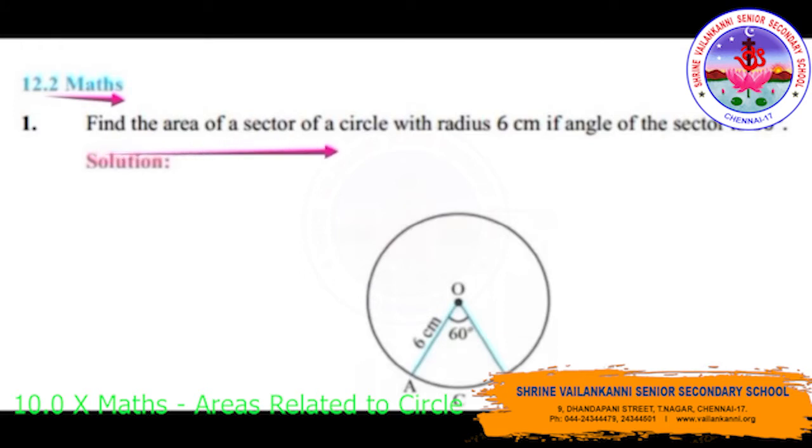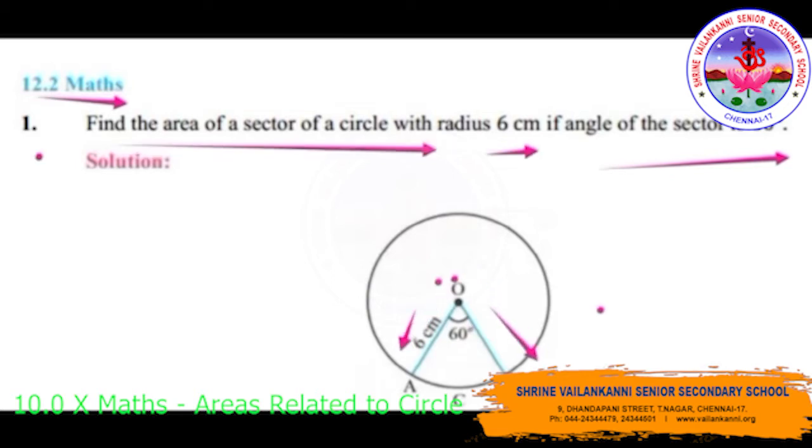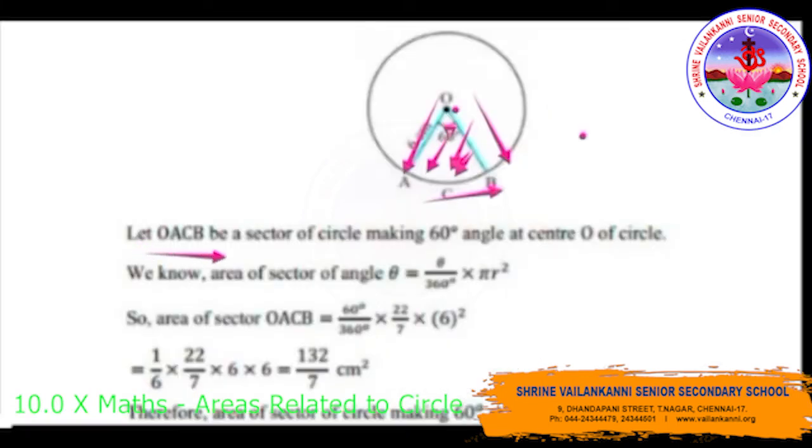Exercise 12.2. First problem. Find the area of a sector with radius 6 cm if the angle of the sector is 60 degrees. Given a circle with center O and the radius 6 cm, it subtends an angle 60 degrees. So we need to find out the area of the sector formed. Let OACB be a sector of a circle making 60 degree angle with the center of the circle. We need to find the area of the sector of angle theta.